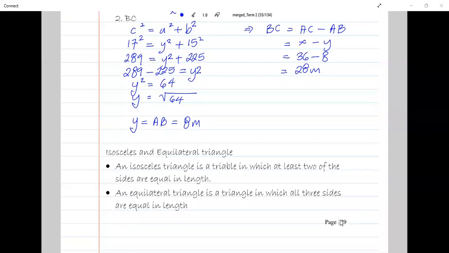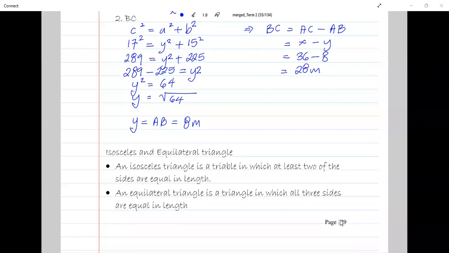All right, so let's talk about the isosceles and the equilateral triangle. An isosceles triangle is a triangle in which at least two of the sides are equal in length. What that means is that a triangle in which three of the sides are equal is really still considered to be an isosceles triangle. So we'll get into that a little bit.